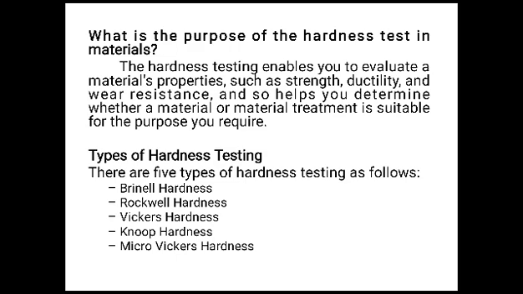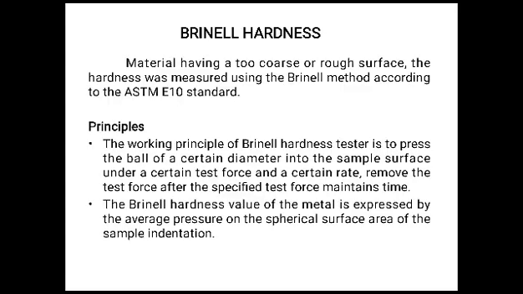Hardness testing can be of 5 types: Brinell hardness, Rockwell hardness, Vickers hardness, Knoop hardness, and micro Vickers hardness. For material having coarse or rough surface, the hardness is measured using the Brinell method according to the ASTM E10 standards.